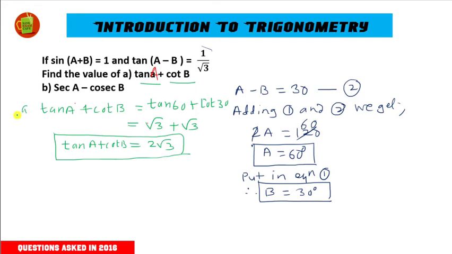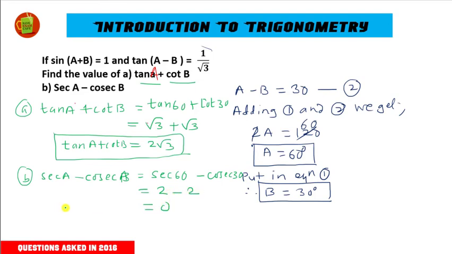Now we will find the second value the same way. Sec A minus cosec B. A is 60, so it will be sec 60 minus cosec 30. Here sec 60 is 2 and cosec 30 is 2. So 2 minus 2 will be equal to 0. So you get sec A minus cosec B equal to 0.